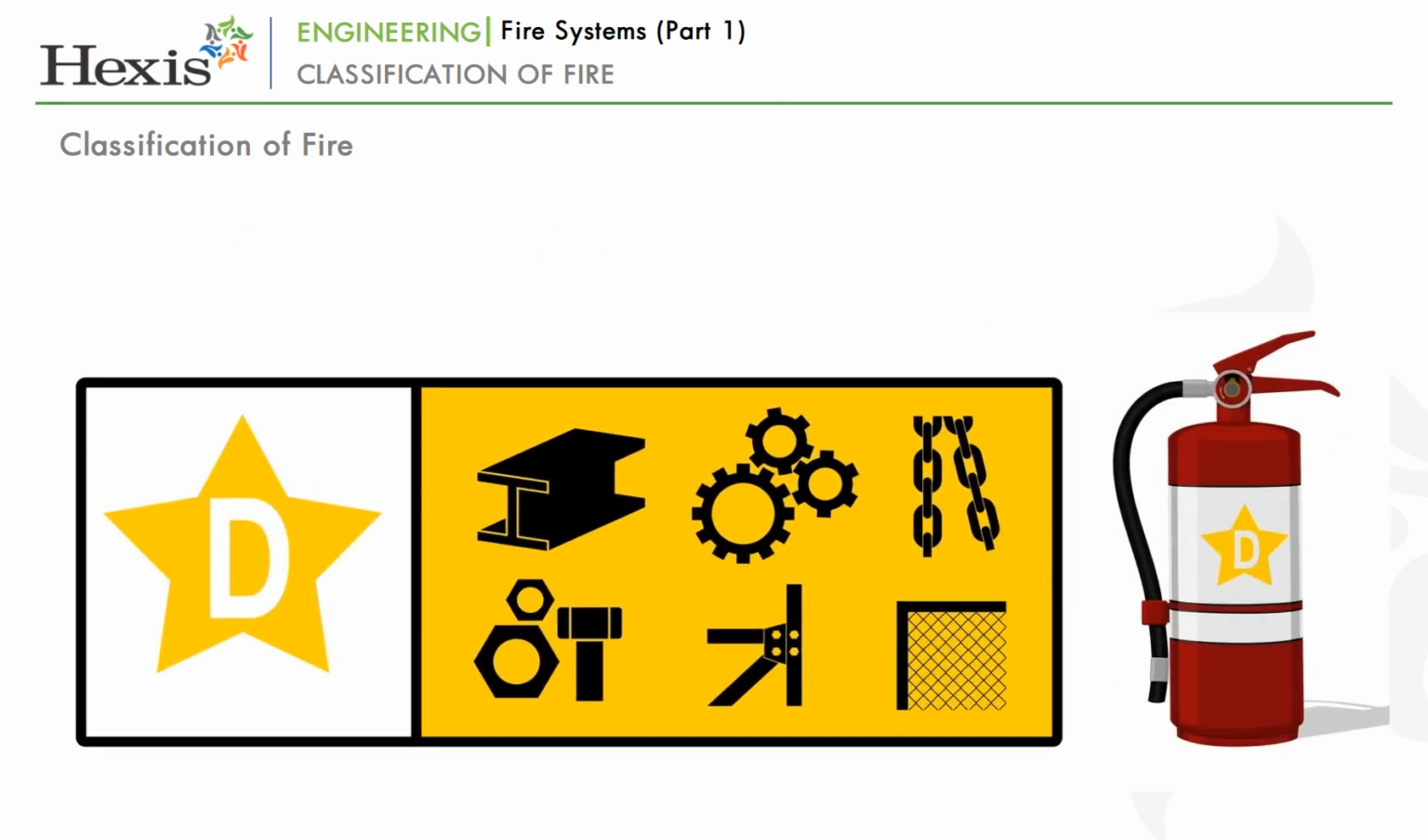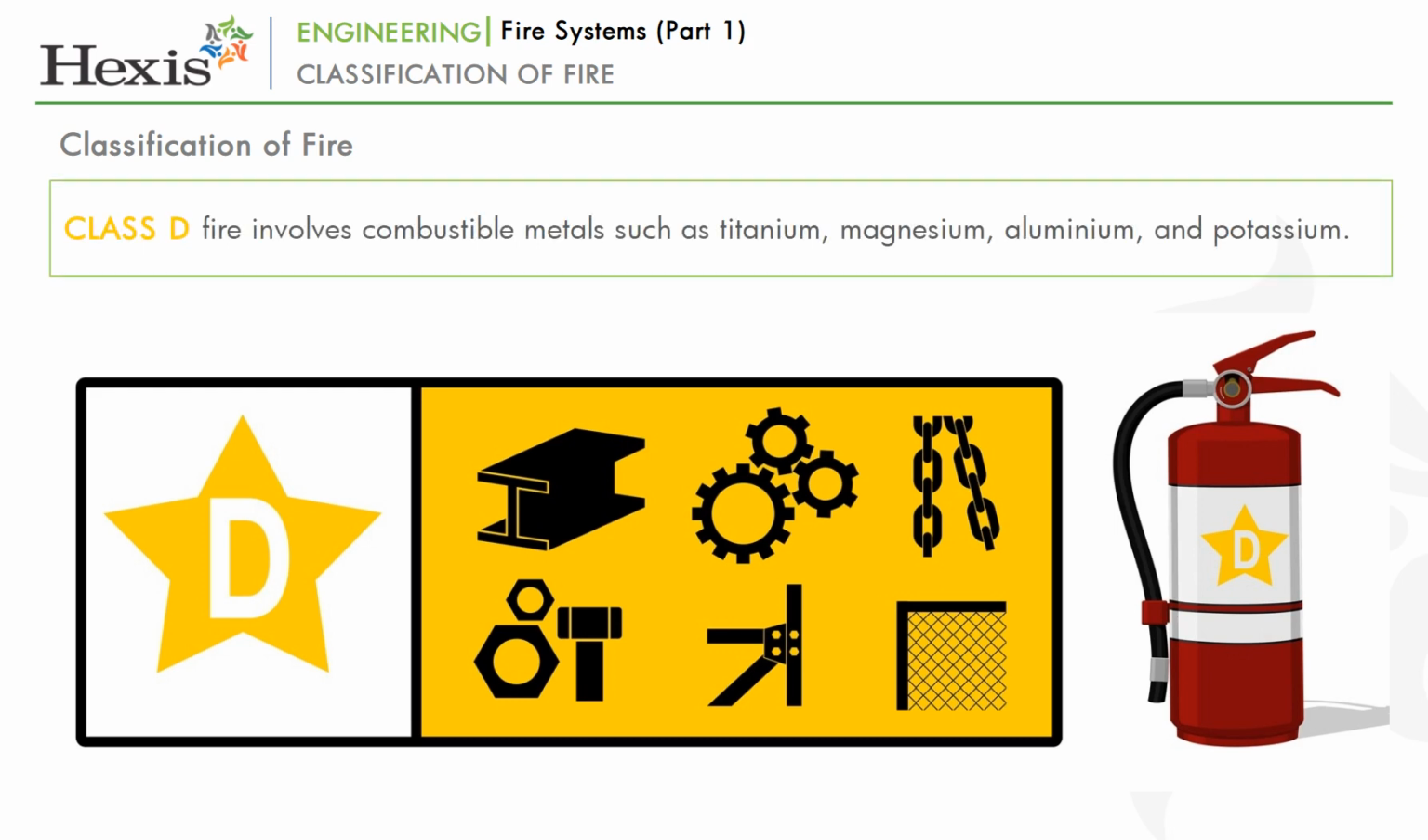Class D. The Class D fires involve a combustible metal as its fuel source. Examples of such combustible metals include titanium, magnesium, aluminium, and potassium. Note that there are also other metals with combustive properties that are used for ignition. Class D fires are a danger in laboratory environments.